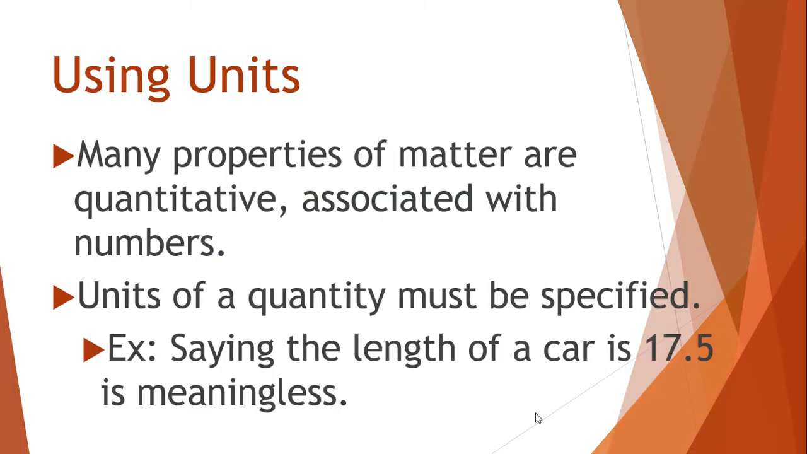So the first one is using units. A lot of properties and things that we use have quantitative numbers with them, things like mass, volume, density. And all of these numbers require a unit. So for example, saying the length of a car is 17.5 is meaningless. It could be 17.5 millimeters because we're talking about a toy car, or it could be 17.5 feet, 17.5 meters. So we have to make sure that we specify.